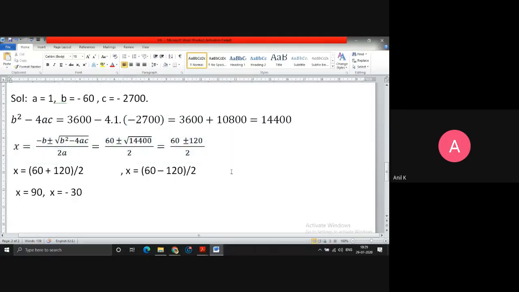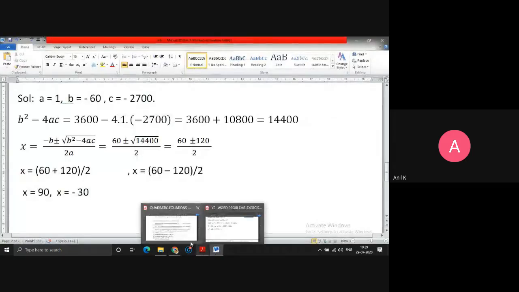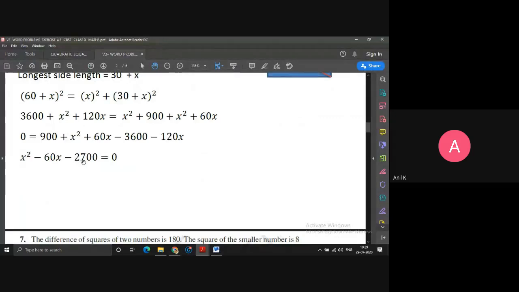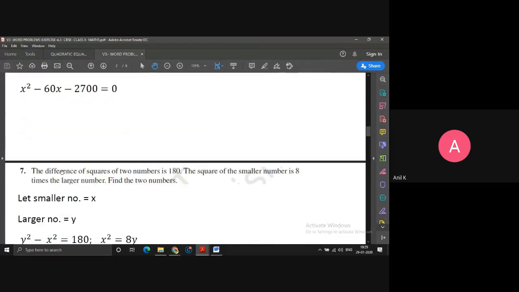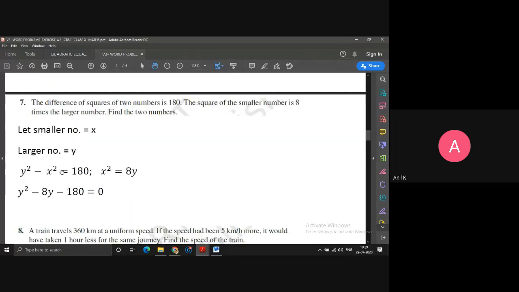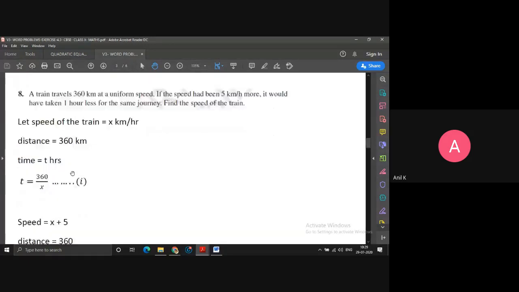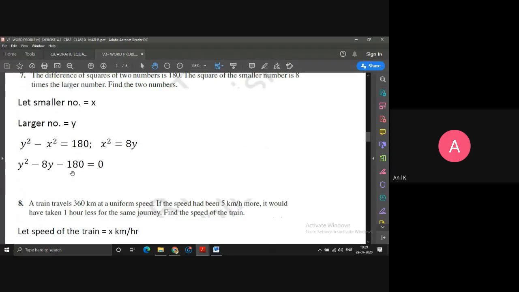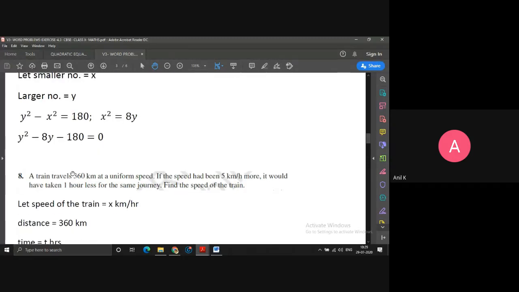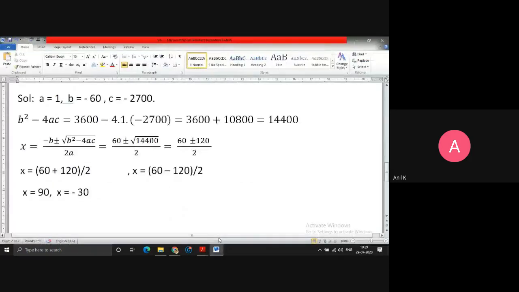No need of factorization. No need to worry about how should I split it. How do I split this minus 2700 to get as minus 60? And in the completing square method also, some of them feel difficulty. Unless they ask otherwise, you go for the quadratic formula only. So all these examples which I left out in the last class for you to solve, you can solve these questions with the help of quadratic formula also if you want. So all these things you can try out at home using the quadratic formula.